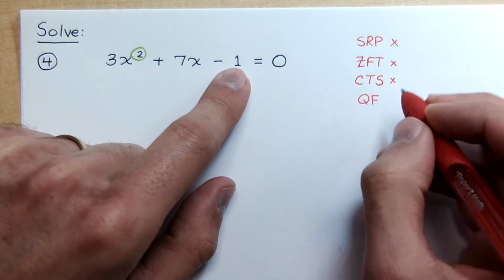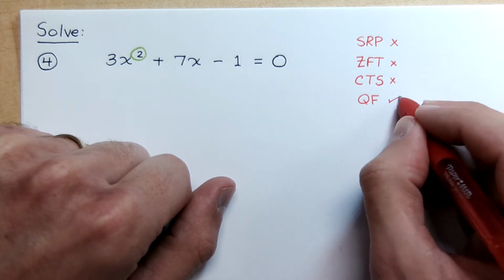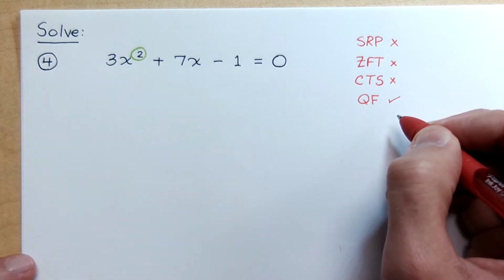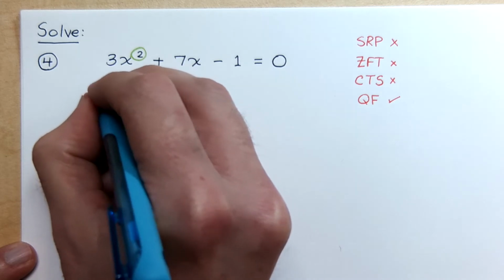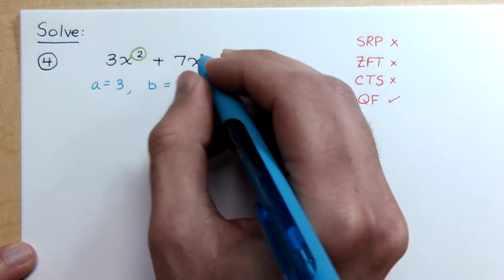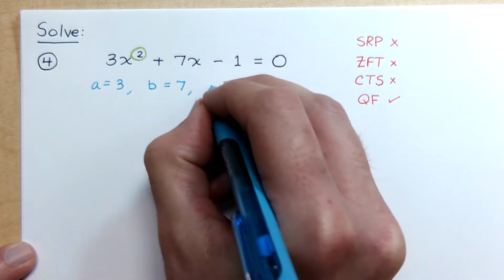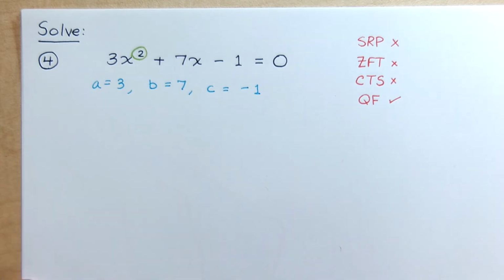A lot of students try to do this as their number one option. That's a bad idea. This is going to be when none of the other guys work out nicely. In order to use the quadratic formula, you need to identify your A, B, and C. A is 3. B is the coefficient of x, which is 7. C is your constant term, which is -1. Pay attention to the signs.